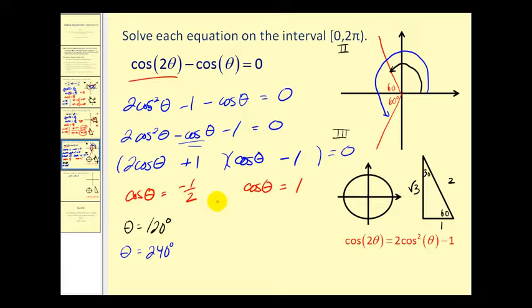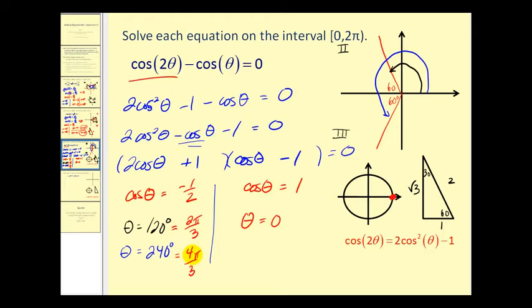Next, we want to know where cosine theta is equal to 1. Remember, on the unit circle, cosine theta is equal to the x-coordinate. X is equal to 1 right here at this point on the unit circle, and this angle would be, on the given interval, 0 degrees, or 0 radians. I also noticed that they did want our answers in radians. Let's go ahead and convert these to radians. 2 pi over 3 radians, and this would be 4 pi over 3 radians. And I think we're good on this problem.